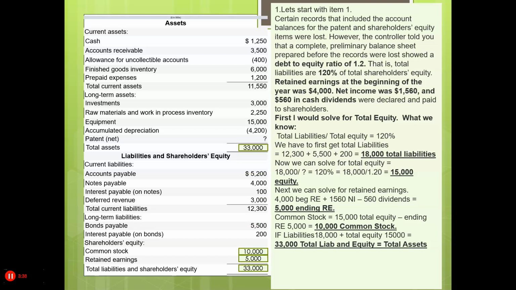Now we have enough to solve for our patent. To get the patent, we take our total assets minus our assets without the patent of $27,600, which I got by adding up all of our assets, and I get $5,400 as our net patents. Now we're going to look at the rest of the information to help us categorize items correctly. We had missing information, and now we have information on the balance sheet that is not in the correct spot. So let's look at the rest of the information.